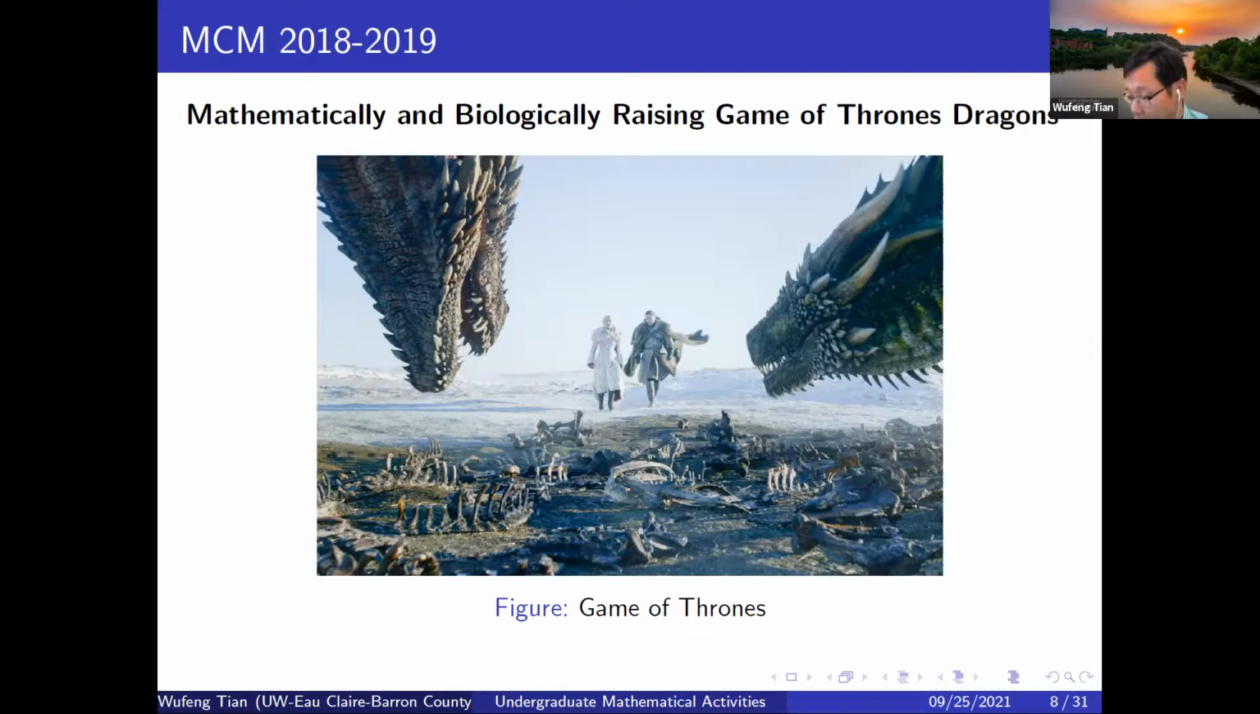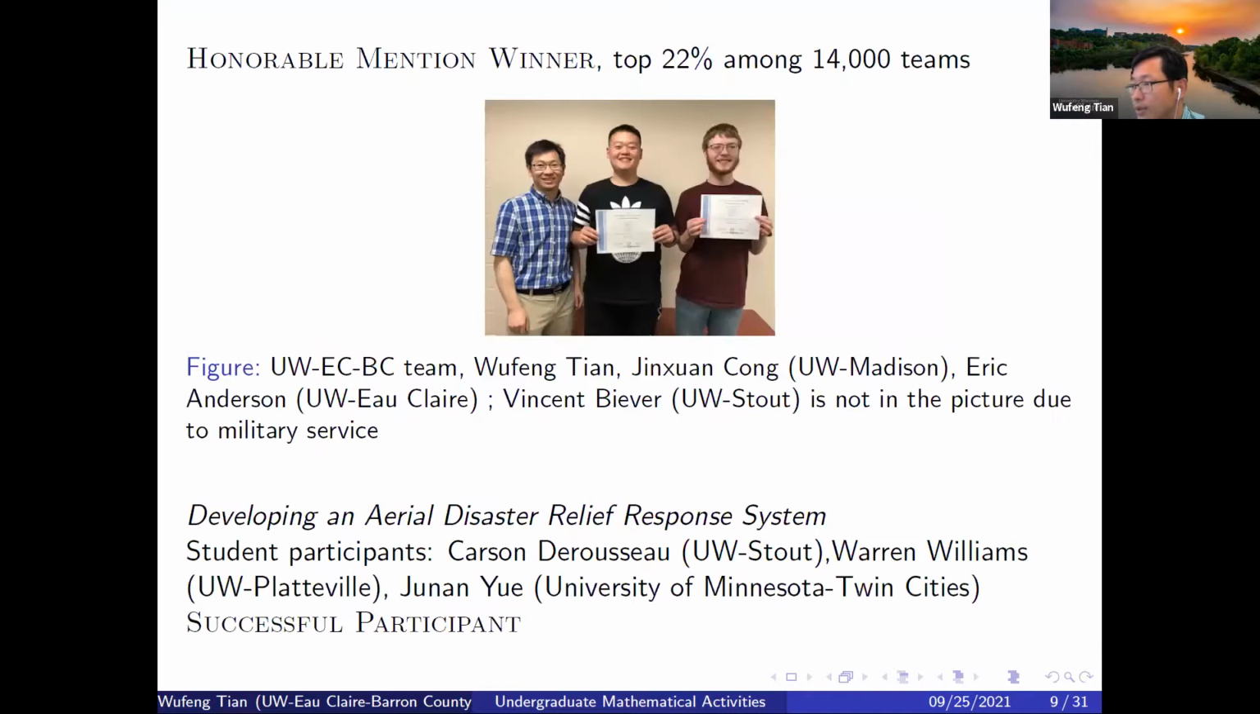Nobody knows the answer. So they just make a reasonable assumption, based on their own biology knowledge, calorie calculation, food calculation, and those kinds of things together, and then submit a paper. Our students were designated as the honorable mention winner in 2018. And we have 3 students.